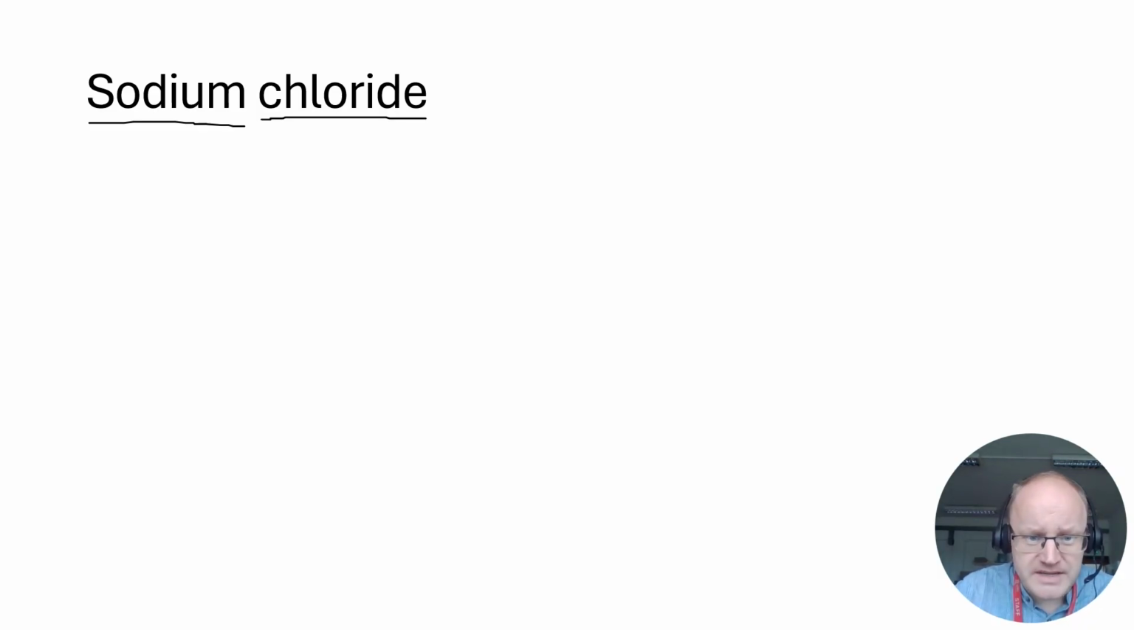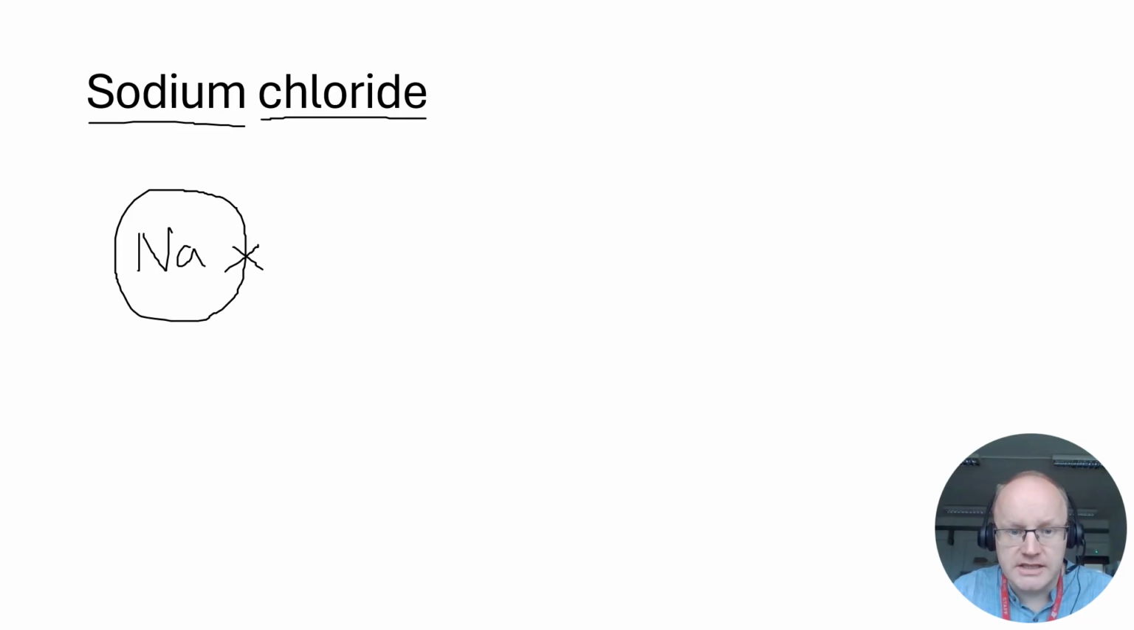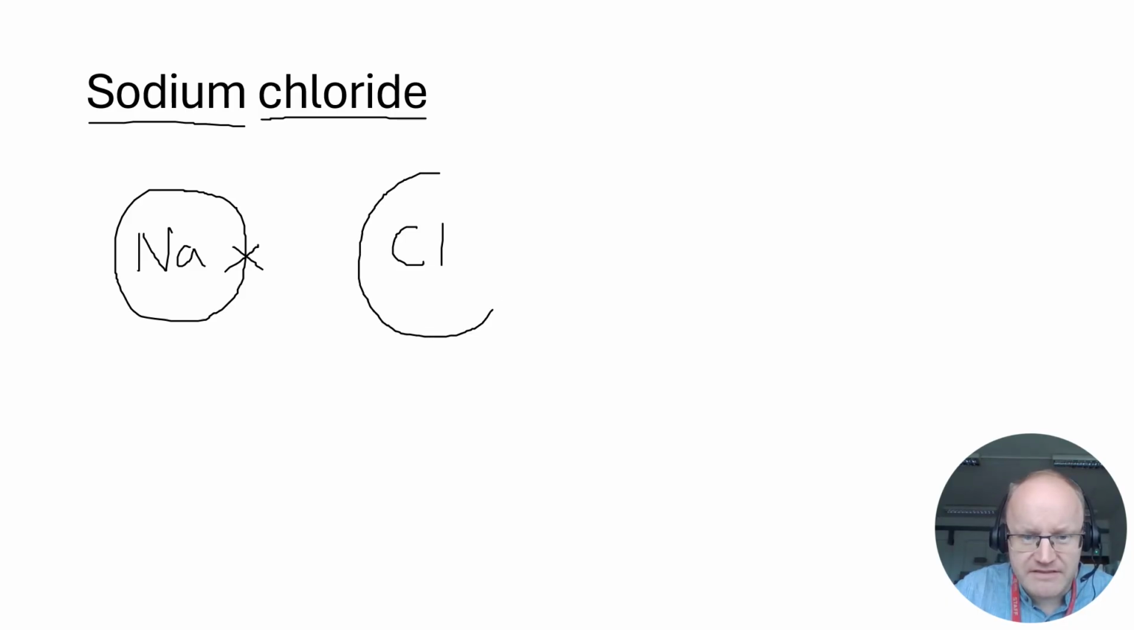Now sodium is in group 1 and it'll have one outer shell electron. So I'm going to draw sodium, with a circle around it like that, and put a cross to represent the one outer shell electron. And then chloride, which comes from chlorine, has 7 outer shell electrons because it's in group 7. So I'll draw the circle there and I'm going to draw 7 dots to show the 7 outer shell electrons.